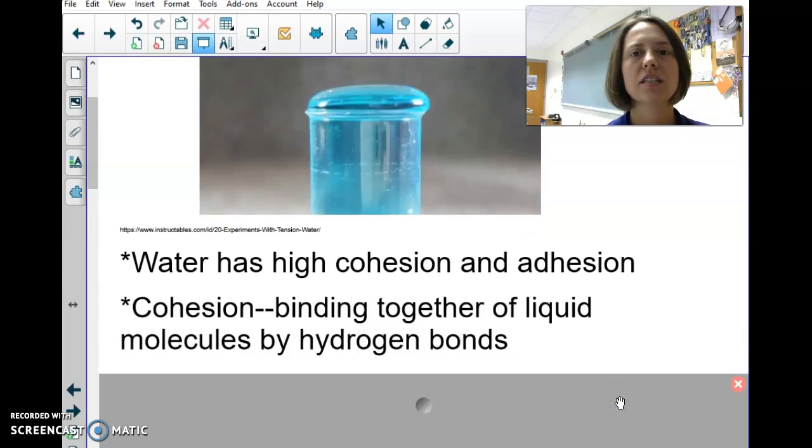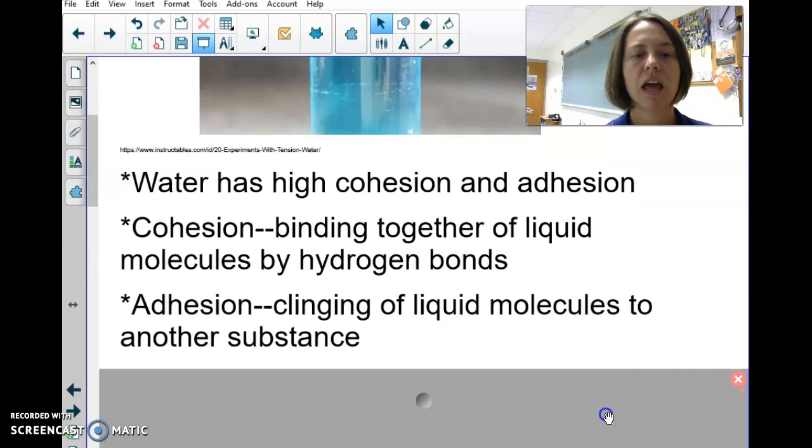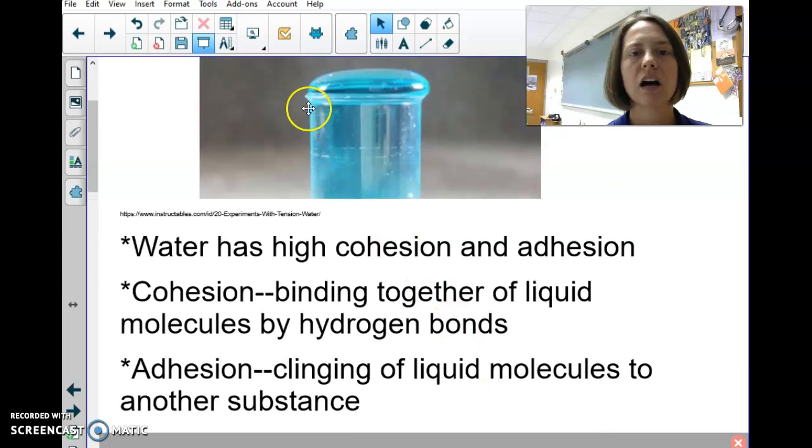Cohesion is the binding together of liquid molecules by hydrogen bonds. So cohesion is water molecules binding to other water molecules. And adhesion is the clinging of liquid molecules to another substance. For example, the clinging of the water molecules to the glass right here. And then this water molecule binding to this water molecule by hydrogen bonds, that's cohesion. So water will bubble up having to do with cohesion and adhesion together.